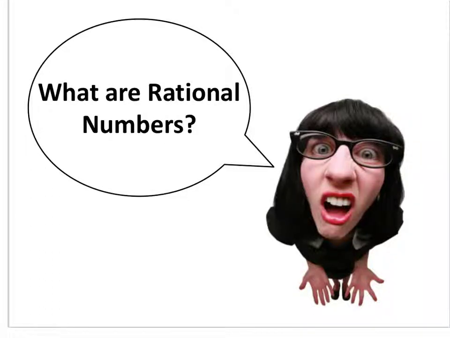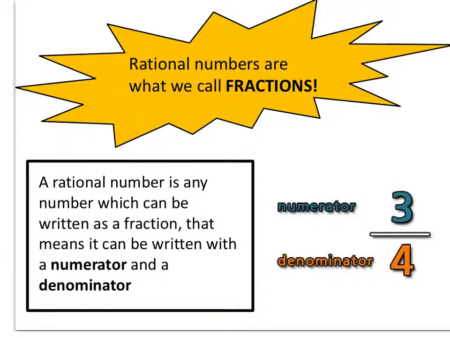Okay, our first video today is on rational numbers. So what are rational numbers? Rational numbers are what we call fractions. A rational number is any number which can be written as a fraction. That means it can be written with a numerator and a denominator.